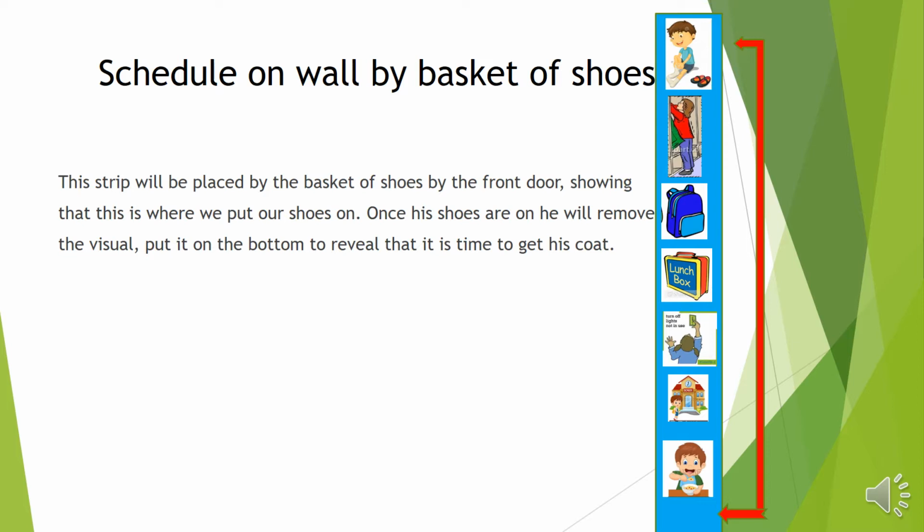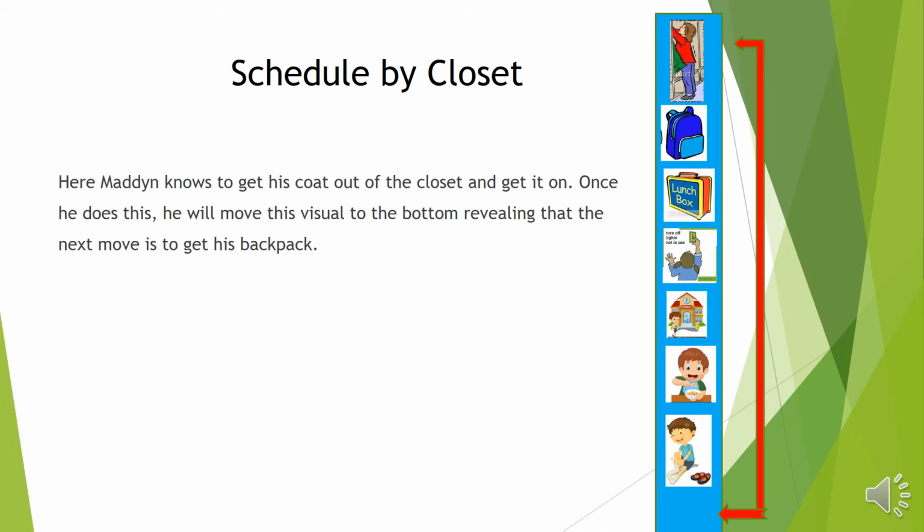Once his shoes are on, he will remove the visual, put it on the bottom to reveal that it is now time to go get his coat. This strip would be placed by the closet, and here Madden knows to get his coat out of the closet and get it on. Once he does this, he will move the visual to the bottom, revealing that the next move is to get his backpack.